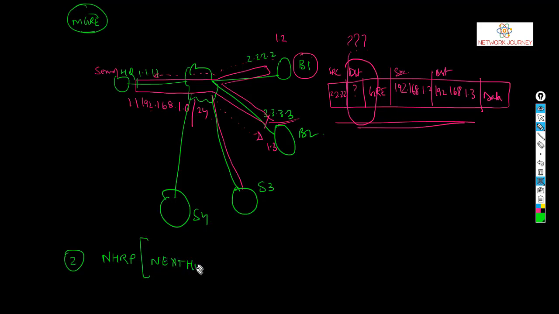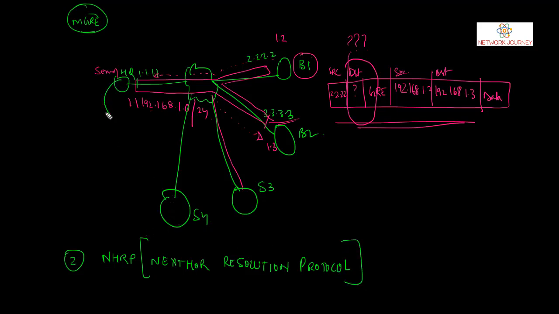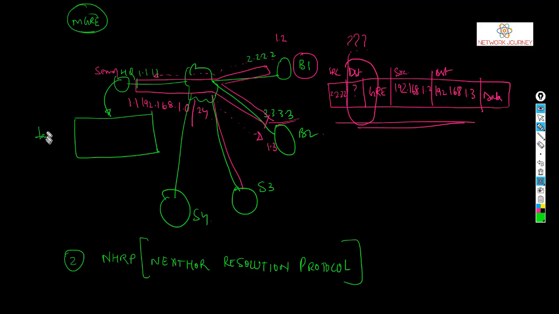Next Hop Resolution Protocol. Okay, in short, if this is a hub, and the hub is going to maintain a certain table where the private IP 192.168.1.1 is mapped with 1.1.1.1, the public IP. In a similar way, 192.168.1.2, the private IP, is mapped with 2.2.2.2.